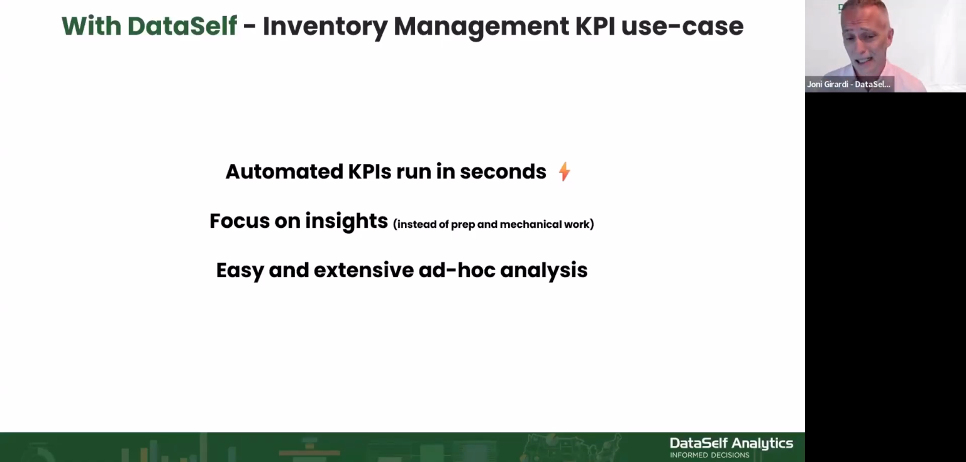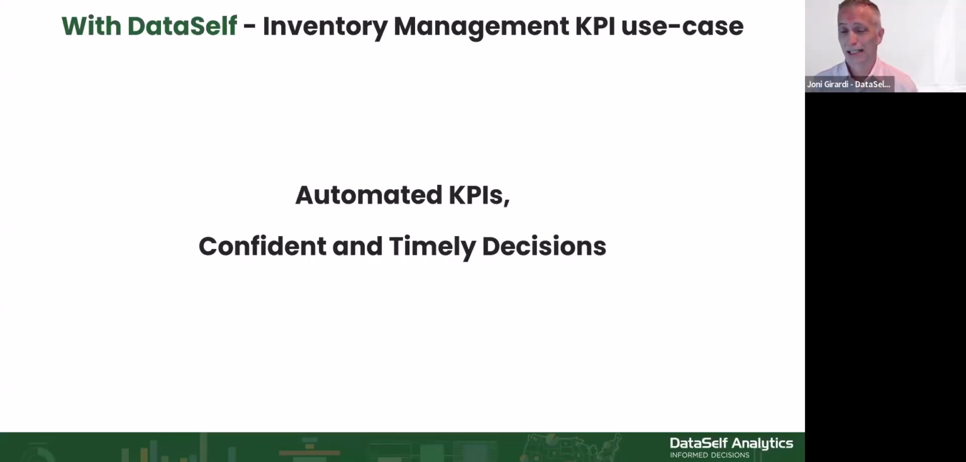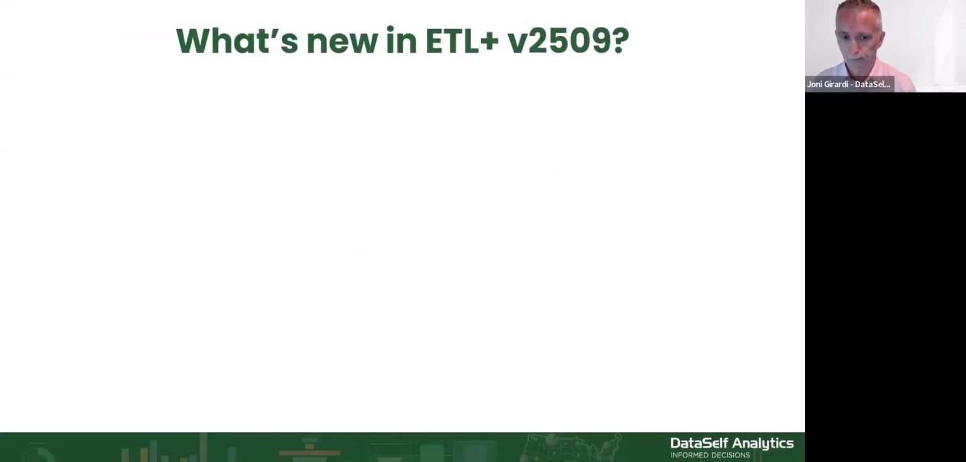And management can extensively slice and dice their data and do ad hoc analysis, something that before they weren't able to. So at the end of the day, with a DataSelf solution, what you get is what we call automated KPIs. Anything that is mechanical, you teach the computer, you program the software to do it for you, so you can have more time for the analysis and make confident and timely decisions. So that's a bit of an overview of the KPIs and the vision of DataSelf.